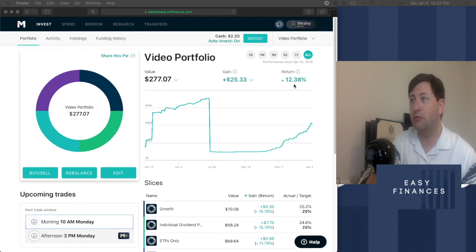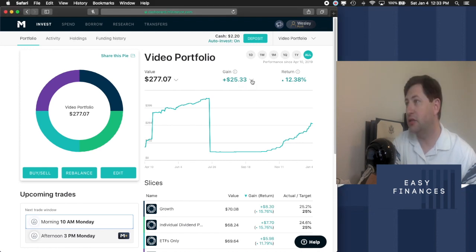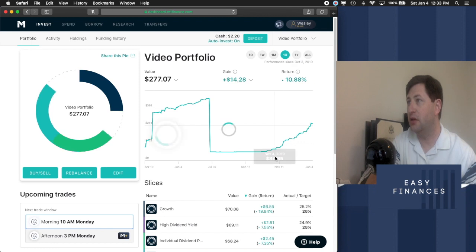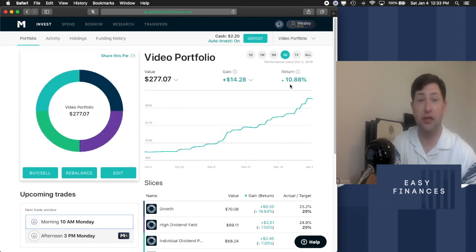We are up 12.38%. That represents $25.33 in gain and earned dividends of $3.66. For 1 year, we see that it stays the same because it started in April of last year. For the 1 quarter, we're up 10.88%, a $14.28 gain with $1.16 earned in dividends.